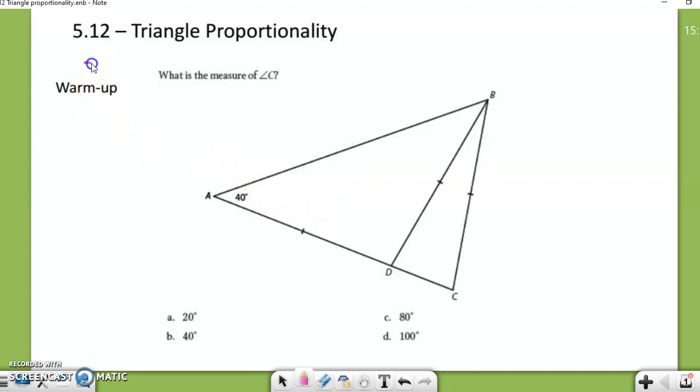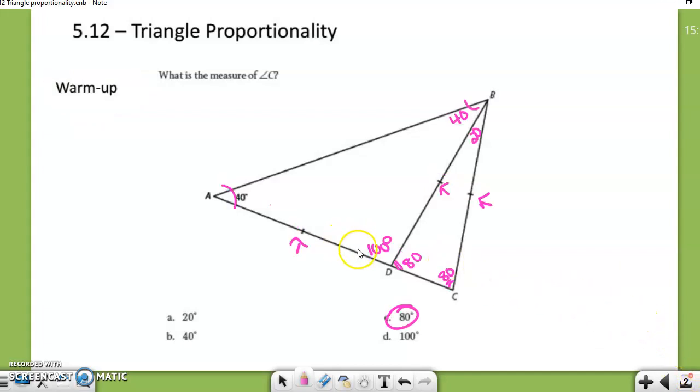You have a warm-up here. You need to be thinking about isosceles triangles and what you know about their base angles. And then you also have another isosceles situation here, so these angles will be congruent. So now I want you to try to figure this out. Pause the video, come back and check your work.